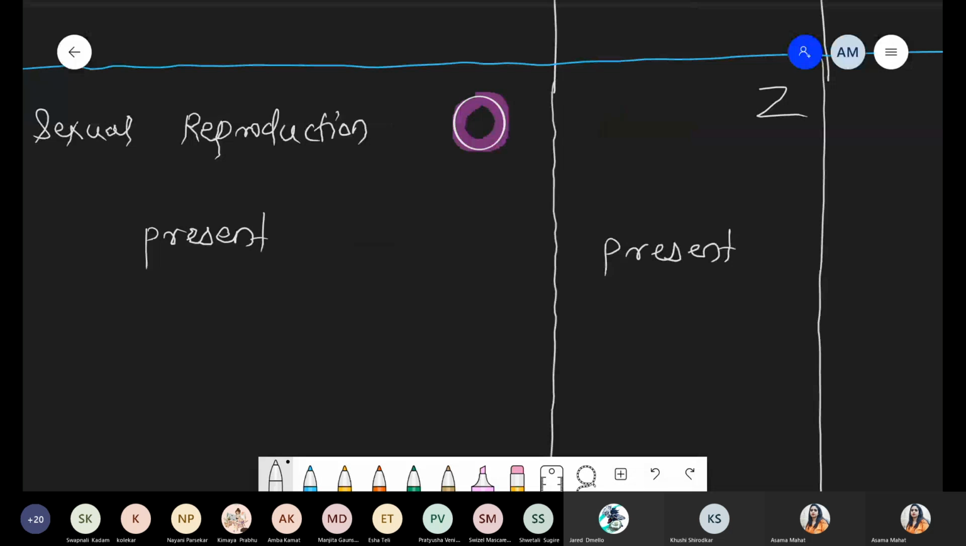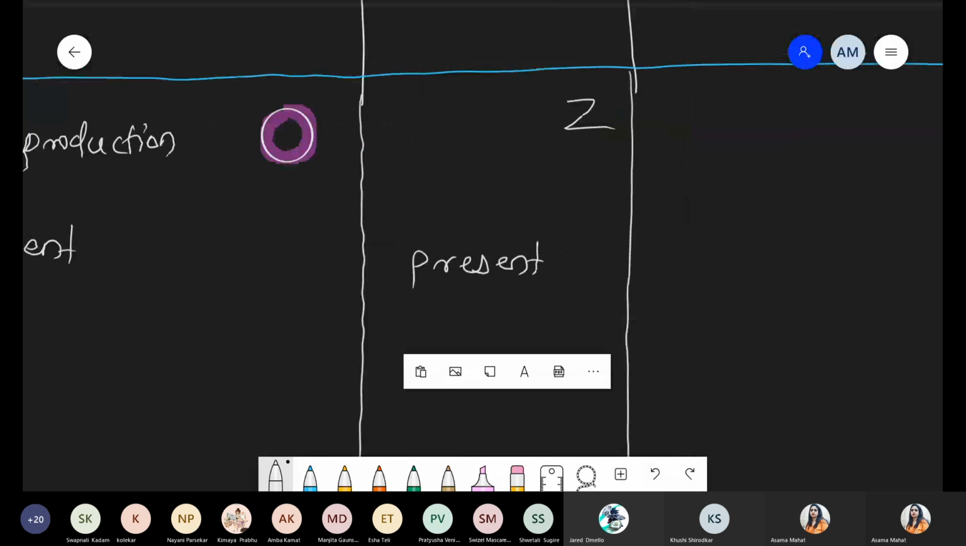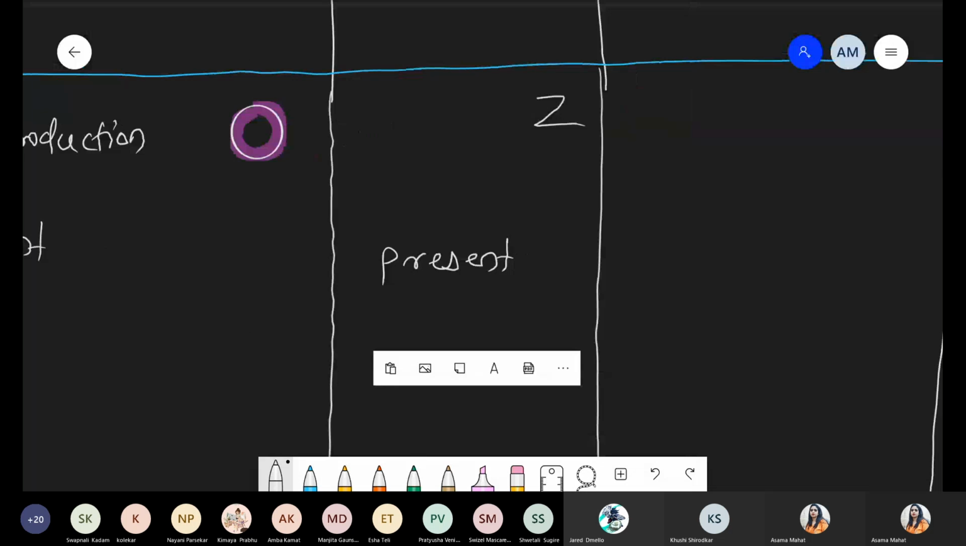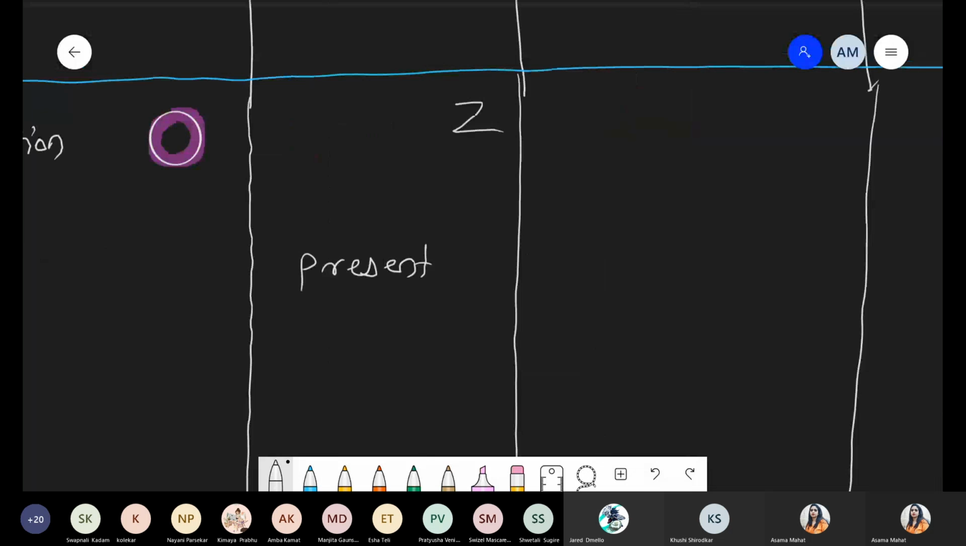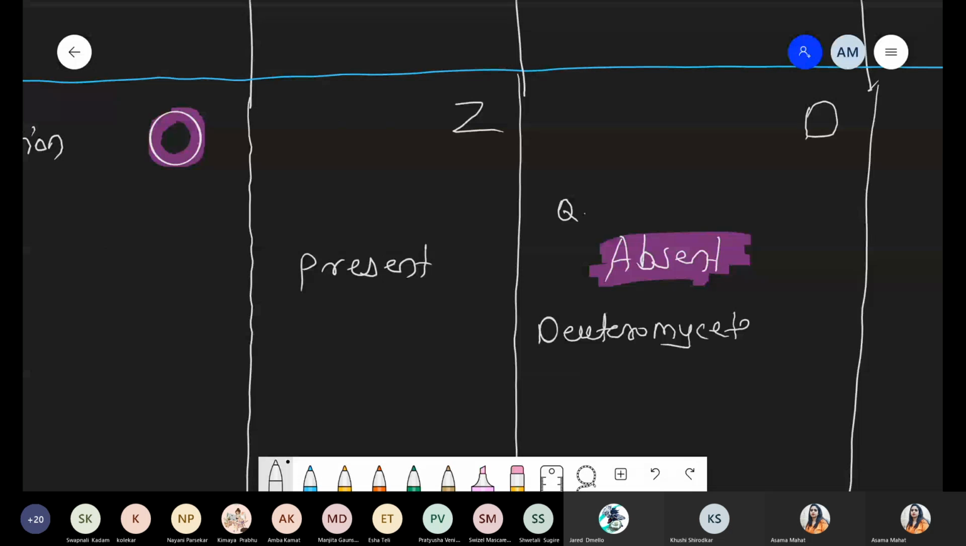Now, under the Deuteromycetes, one question. The sexual mode of reproduction is totally absent. That's why Deuteromycetes is also called imperfect fungi. So we are talking about Deuteromycetes, and in this scenario, sexual reproduction is absent. A question will be made from here. Okay? Under the Deuteromycetes, the sexual mode of reproduction is absent, right? And that's why we are writing such a point. This Deuteromycetes is also called imperfect fungi.